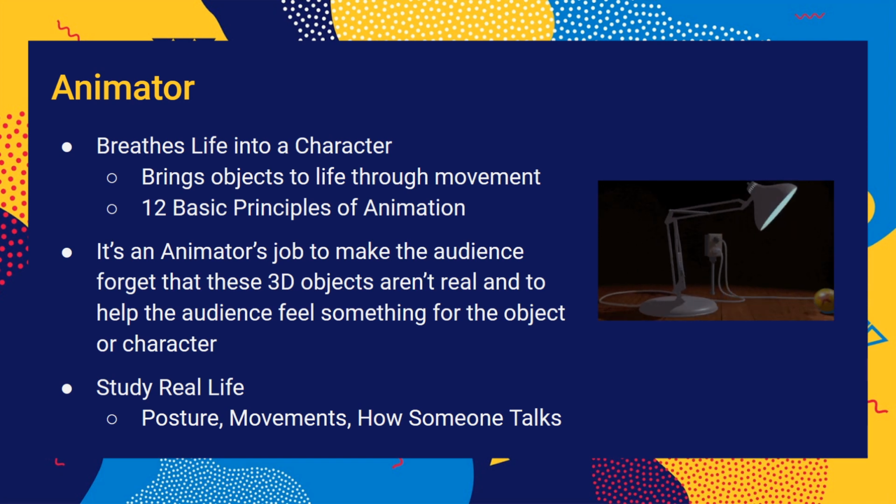So through the use of these principles, it's the animator's job to make the audience forget that these 3D objects aren't real and to help the audience feel something for the object or character. In order to make the characters come to life and give them believable actions and stories, an animator studies real life. They study the posture of people, their quirks, their movements, and how someone talks. If you want to become an animator, the more that you animate and try to create believable performances for your characters, the more you'll find yourself studying people and observing events that happen in your day-to-day.